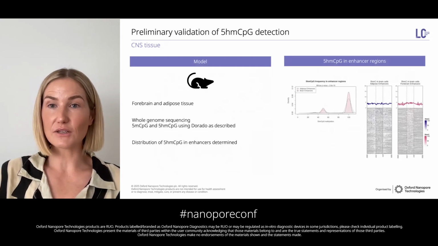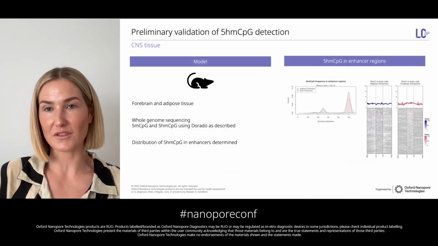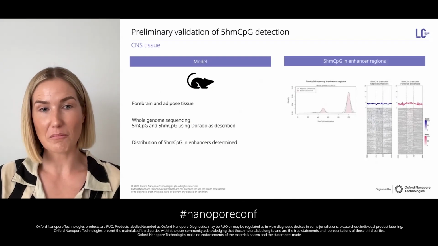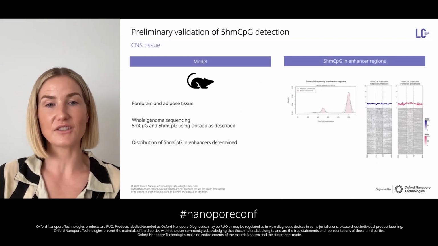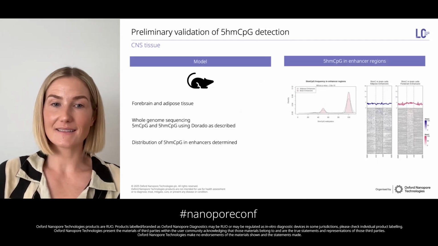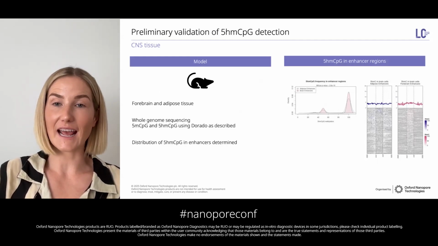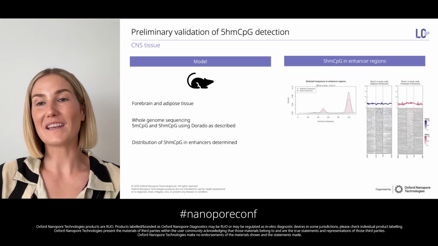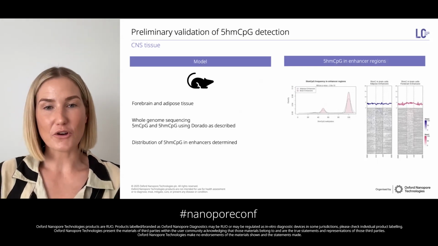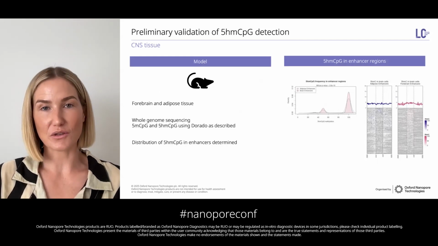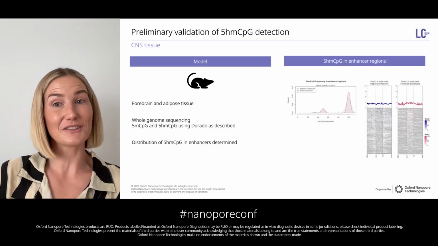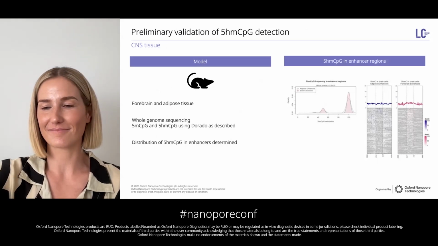So central nervous system tissue has a higher level of hydroxymethylation. And so we isolated forebrain and adipose tissue from mice and looked at 5MC, 5HMC and detected that with Dorado. So we aggregated hydroxymethylation in enhancer regions, and we observed a clear enrichment in our brain enhancers. And while this is by no means a comprehensive validation process, we were confident we were seeing enrichment, and we were excited to look at what was going on in T cells.